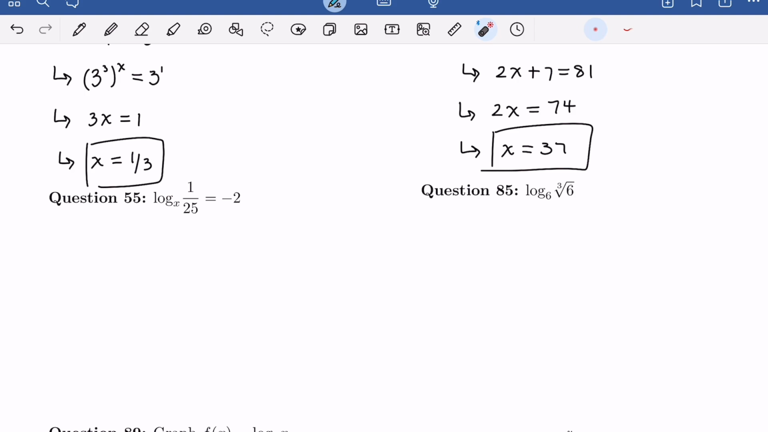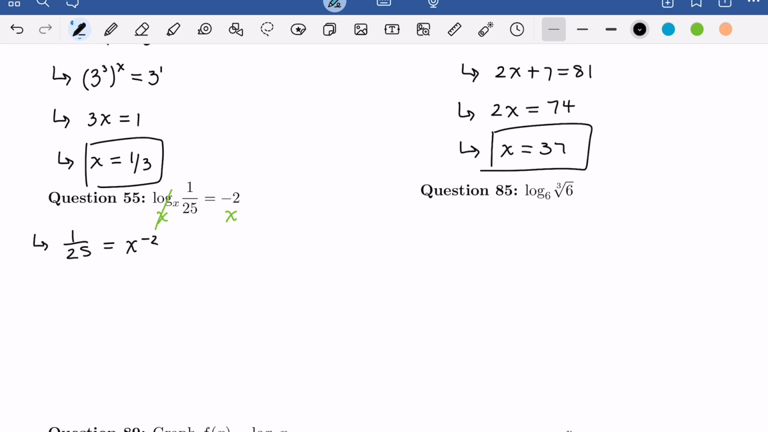All right, so for question 55 here, we again have this log equation, and we want to solve for our variable x. So the first thing we're going to do is write this as an exponential. So we're going to take base x on both sides of our equation. So we're going to be left with 1/25 on the left-hand side, and then we're going to have x to the negative 2 power on the right-hand side.